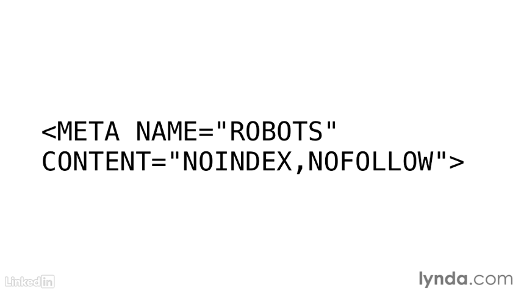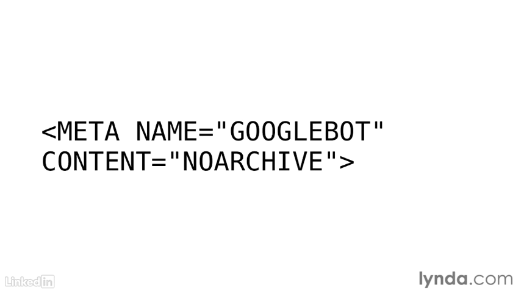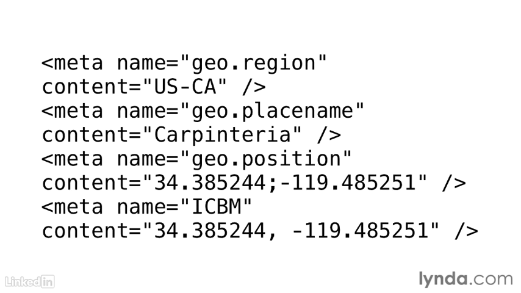It can also be used to tell the search engines to index the page or follow the links in the page, but that's rather pointless, as the search engines will index and follow if they want to, not because you tell them to. There's also a Googlebot meta tag that provides instructions specifically to Google. You can use this to tell Google not to archive, that is, cache your web pages. There are also geotags, which are used to specify a location for sites that represent local businesses. We'll look at that in a later video when we discuss localization.